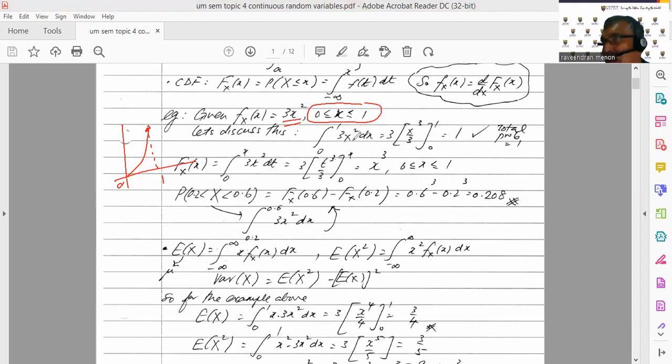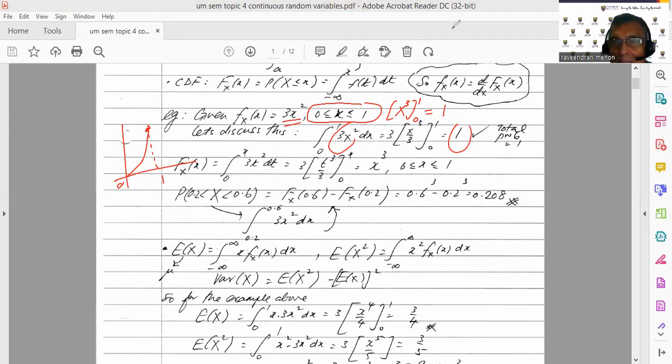Okay, let me say that again. We are integrating the density function from 0 to 1. When you integrate this, you will get x cubed, and the limits are 1 up there and 0 here. So you'll get 1. So you know straight away that this is a valid probability density function, because total probability must be 1.